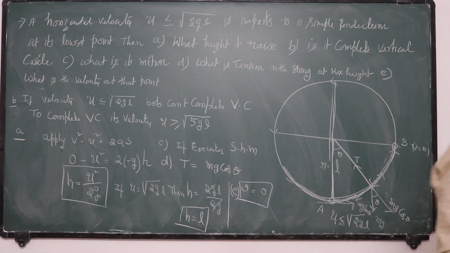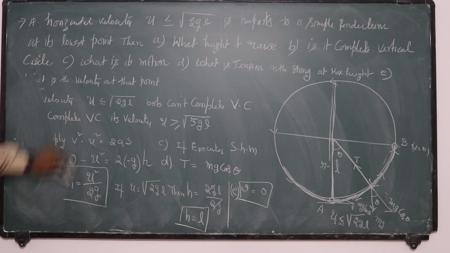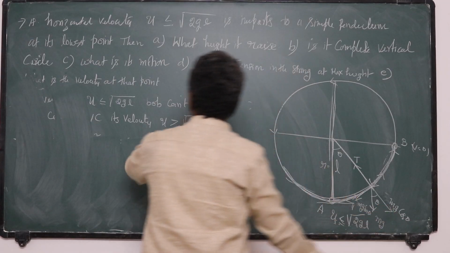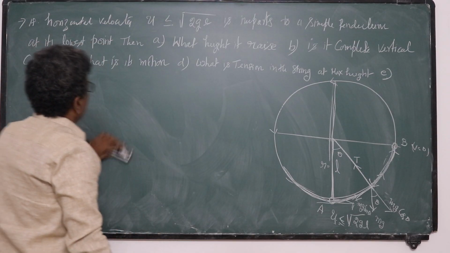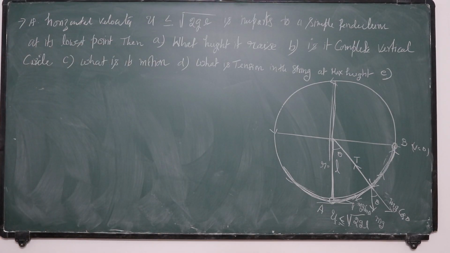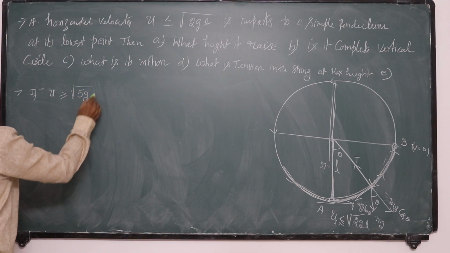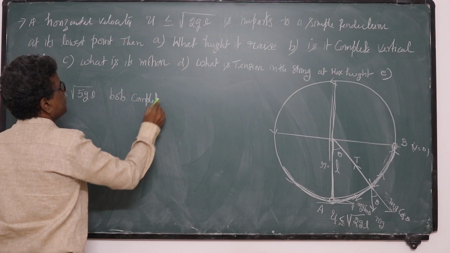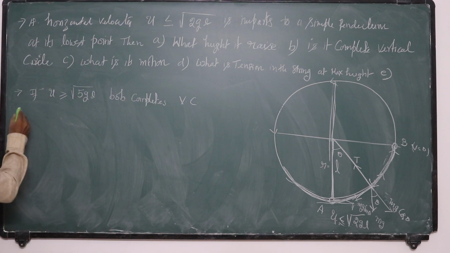I want to conclude one more point here. You remember, tension is not equal to 0, but velocity is 0. So I want to conclude a few more points. The first point is, if u is greater than or equal to root 5gL, what happens? The bob completes the vertical circle. So this is point number 1.